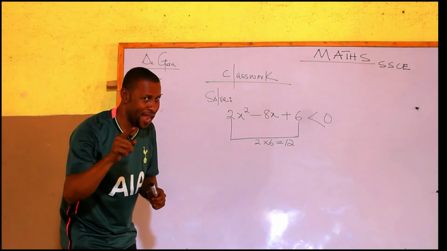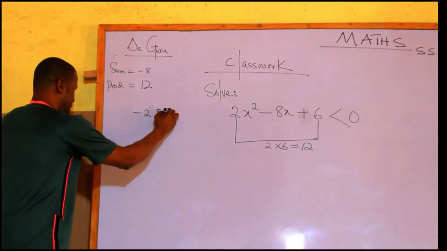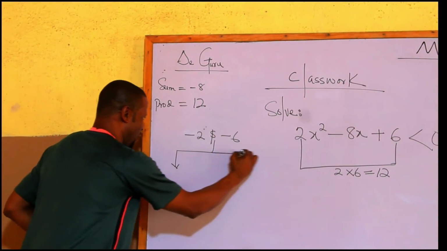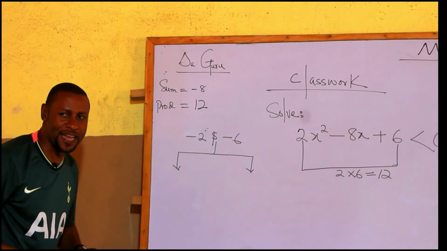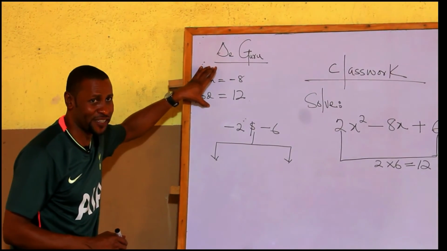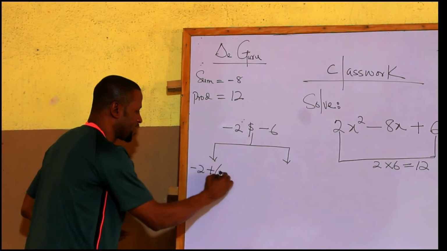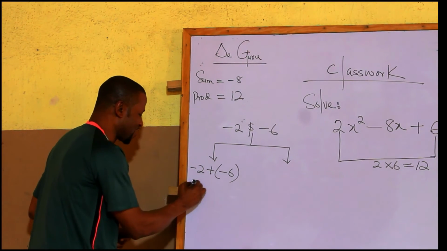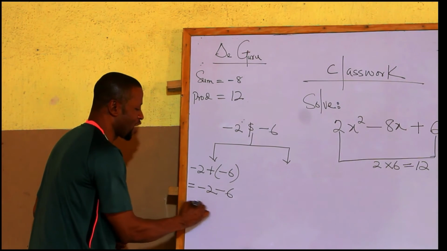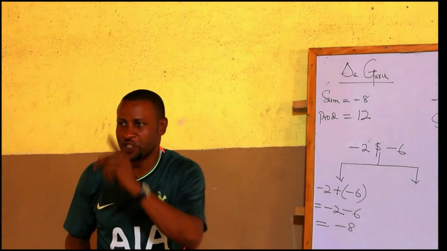Somebody said minus 2 and minus 6. Let us test it to know whether the two numbers satisfy the conditions. First, let's get their sum. Minus 2 plus minus 6 is minus 8. It satisfies the first condition.